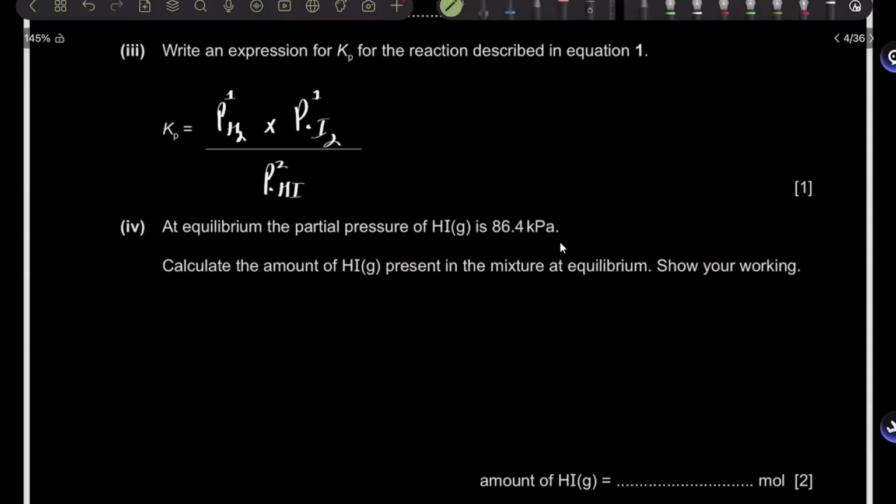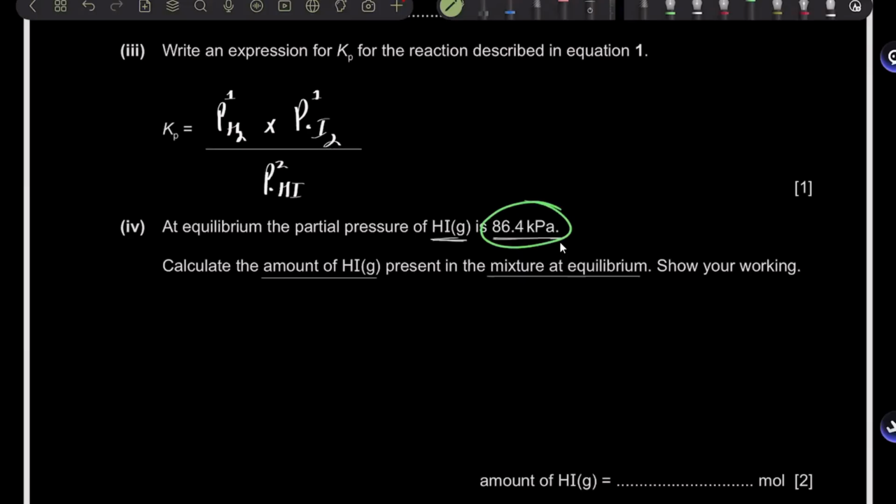Now it says that at equilibrium, the partial pressure of HI is 86.4 kilopascals. Calculate the amount of HI present in the mixture at equilibrium. Show your working. So we know the partial pressure of HI. It's this much. We need to find the amount in moles present in the equilibrium mixture, and we have to show your working. So we have the partial pressure, we need to calculate the amount in moles of HI. What should come to your mind if you see the value of partial pressure for HI? Should I apply the formula over here for partial pressure of HI?